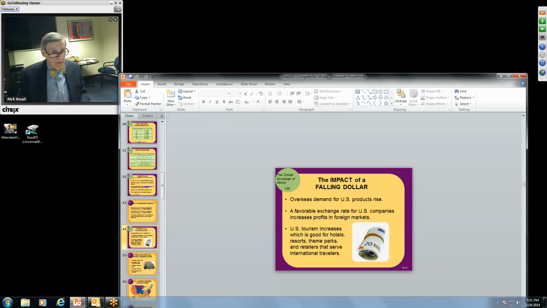This is what the impact of the falling dollar is. We get a favorable exchange rate. Companies can sell their products more inexpensively overseas. And of course, that means more money, more profit coming in.